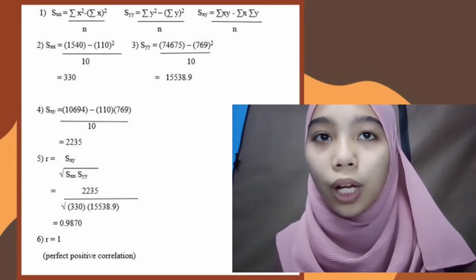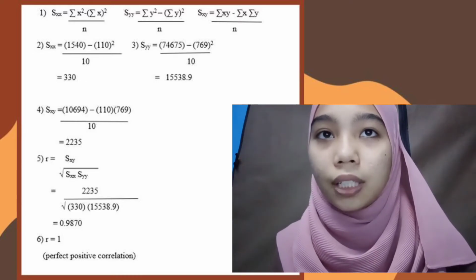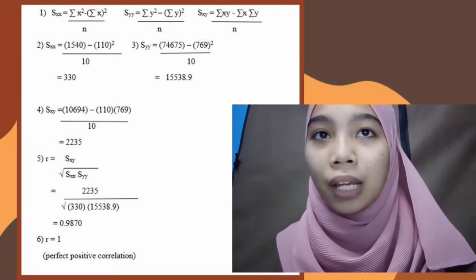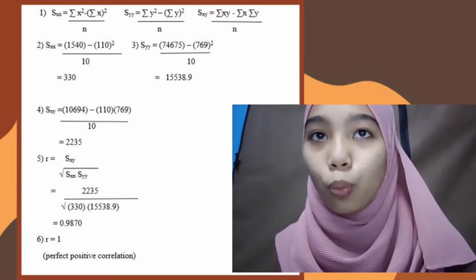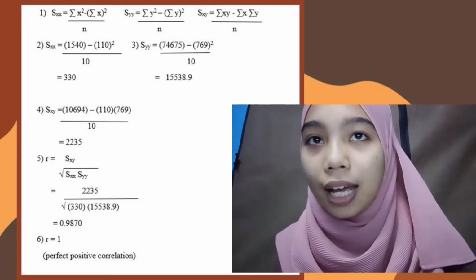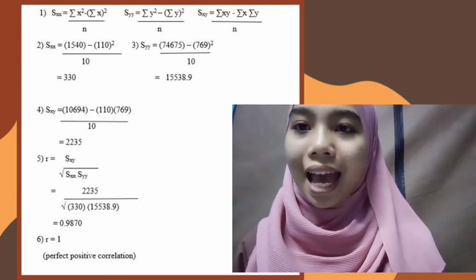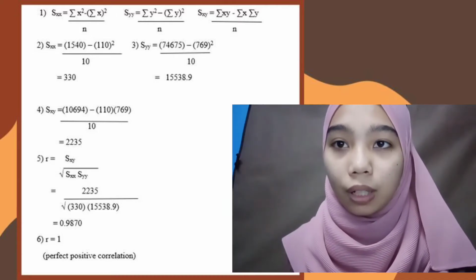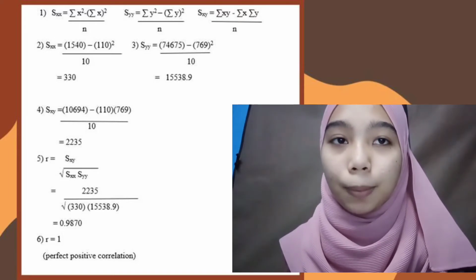So we got 15538.9. So the last is x multiply y. So we use the formula SXY equal summation xy minus summation x summation y divides n. So SXY equal 10694 minus 110 multiply 769 divides 10.